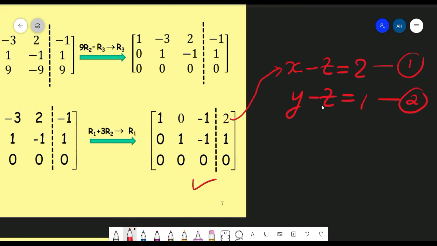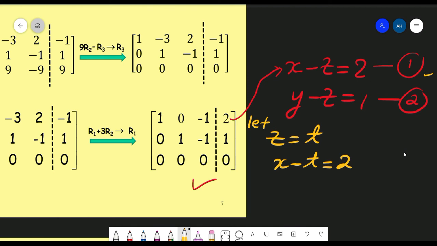The way to write it, you see, here in these two equations, z appears in the first equation, and z also appears in the second equation. Now let's write down z equal to a new variable we call t. So let z equal to t. Therefore, from equation number 1, we have x minus t equal to 2, right? Substitute z equal to t here. So x minus t equal to 2.